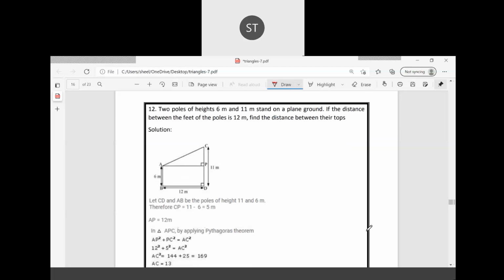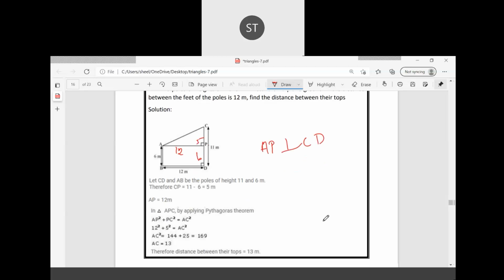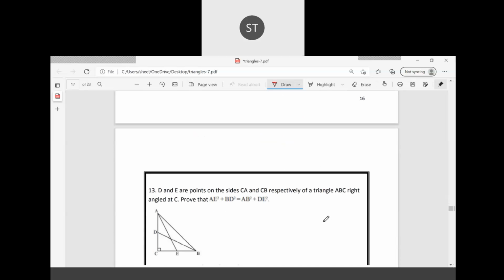Now if we draw the perpendicular AP to CD, so this 11 can be divided into 2 parts. So here also 6, the remaining is equal to 5. Now this is 12, that is DB equal to 12. So what is AP? AP is also equal to 12. Again we know that the 12 and 5 triplet comes naturally, so AC equal to 13 only. So the distance between the two tops means we should calculate AC. By applying the Pythagoras theorem we can calculate and its value is equal to 13.